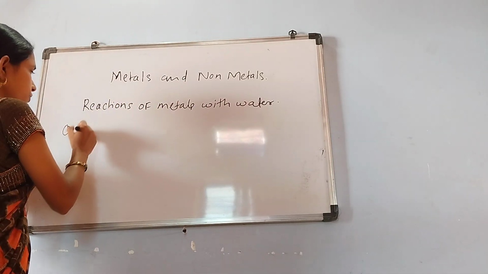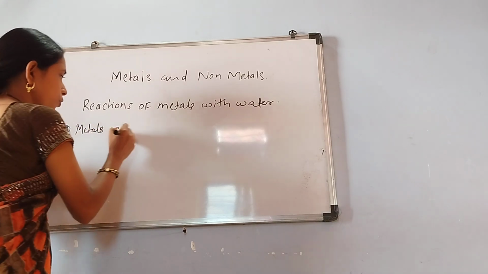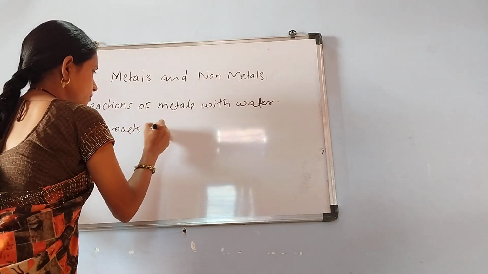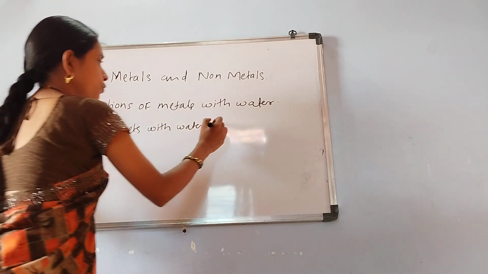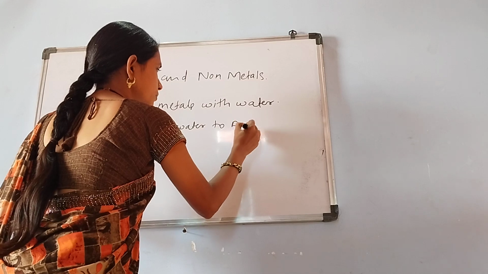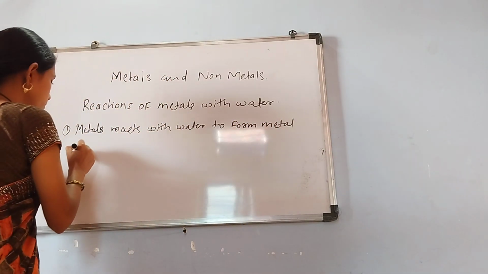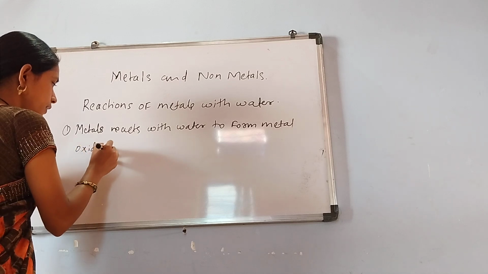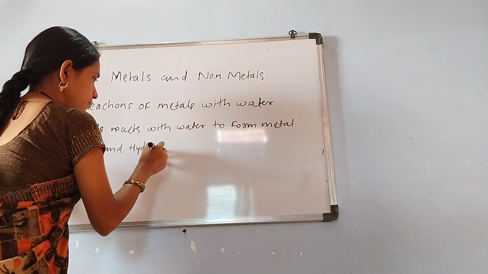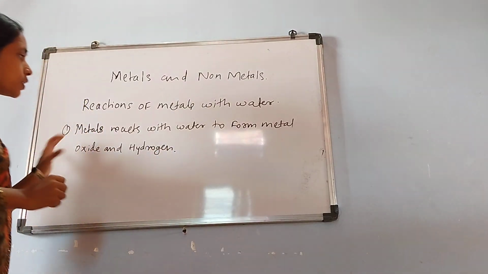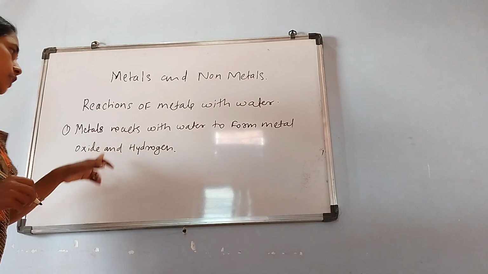So if a metal reacts with water, the metal reacts with water to form metal oxide and hydrogen gas. Okay, so this is the common reaction. Metals react with water to form a metal oxide and hydrogen.